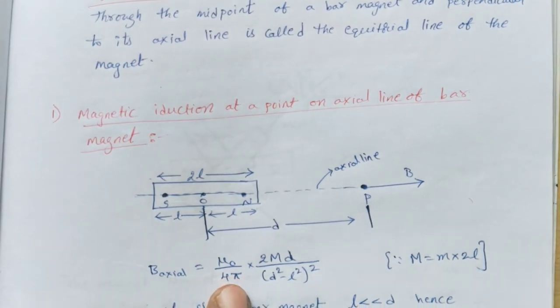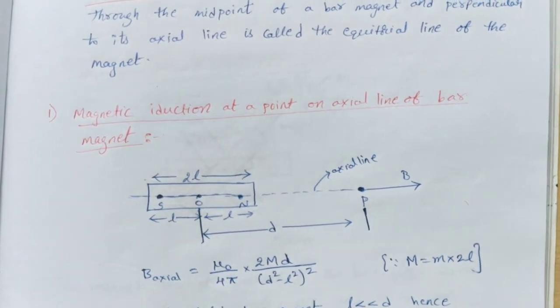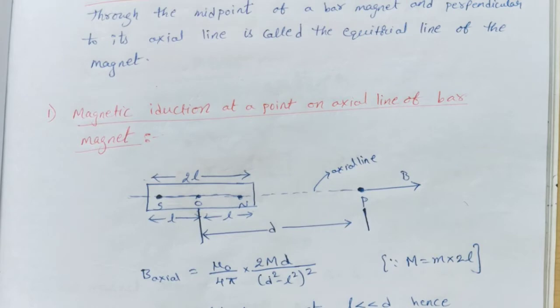Okay students, then the general formula we get is: B axial is equal to mu naught by 4 pi into 2 M d divided by (d square minus L square) whole square. What is the formula? B axial is equal to mu naught by 4 pi into 2 into capital M into d divided by (d square minus L square) whole square.